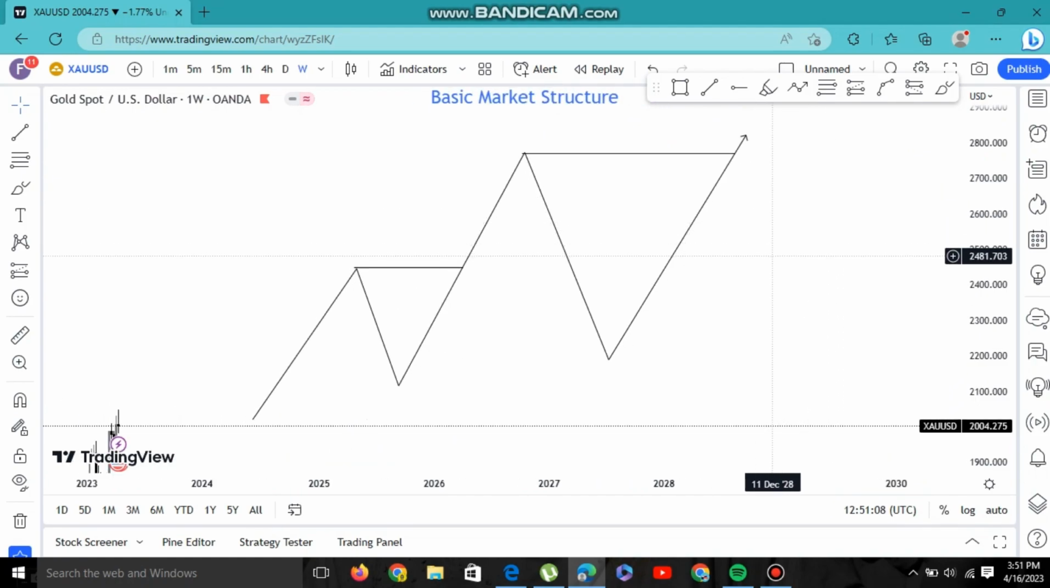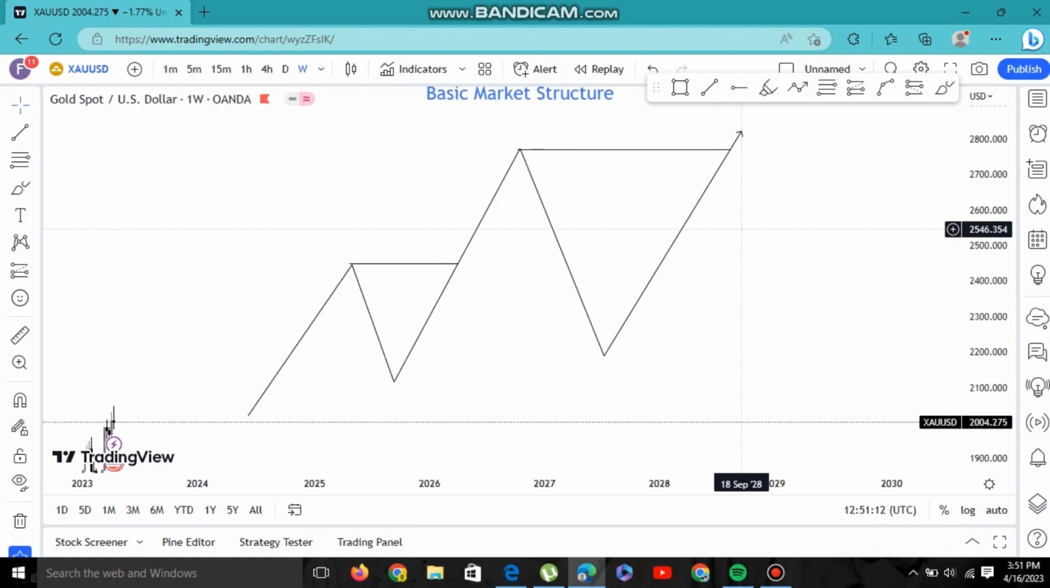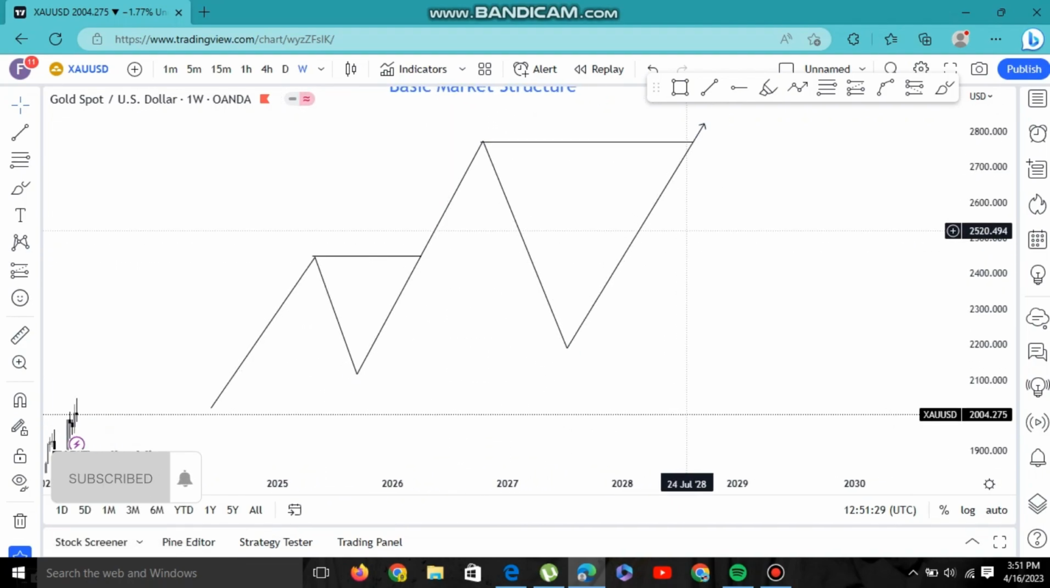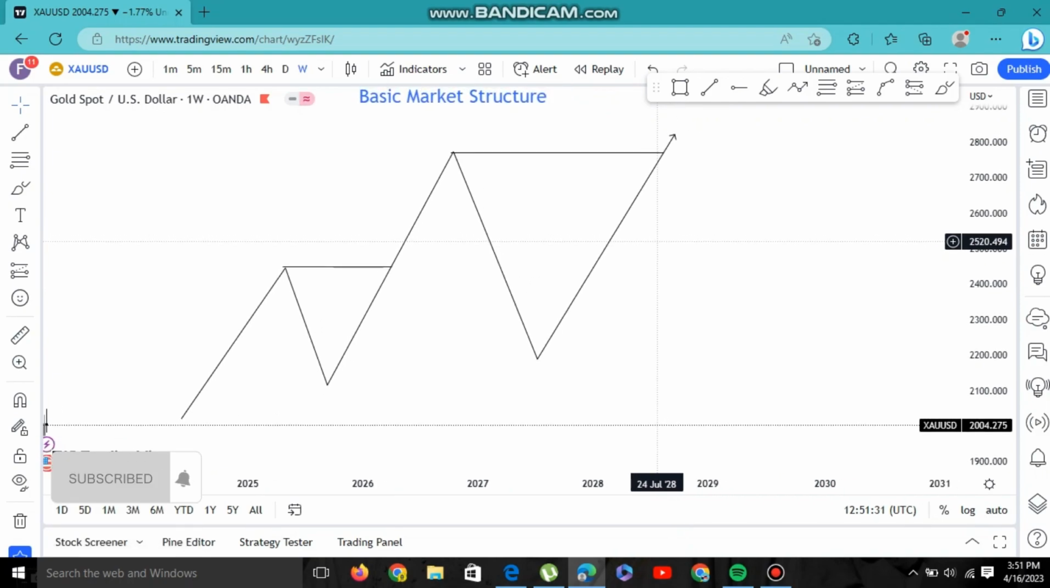So what's the importance of this market structure? Number one, if you know how to map very well your market structure, you will always find yourself on the right side. Most of the times you will be on the right side of the market. If it's a buy, you always find yourself buying. So that's the basic thing we need.